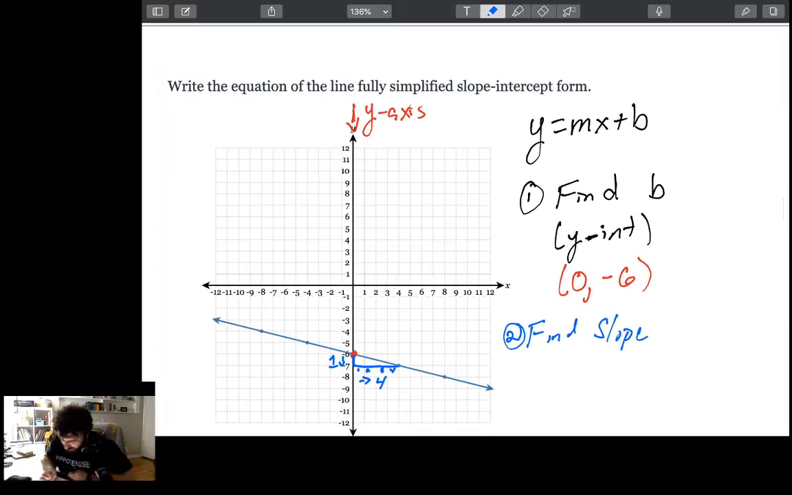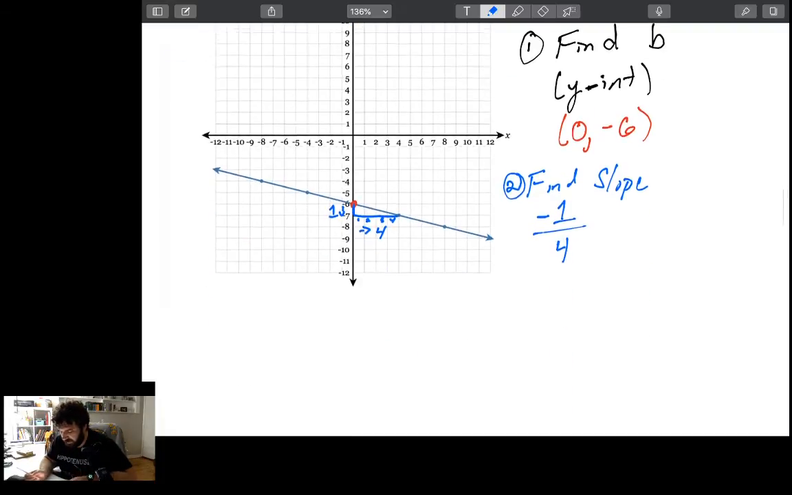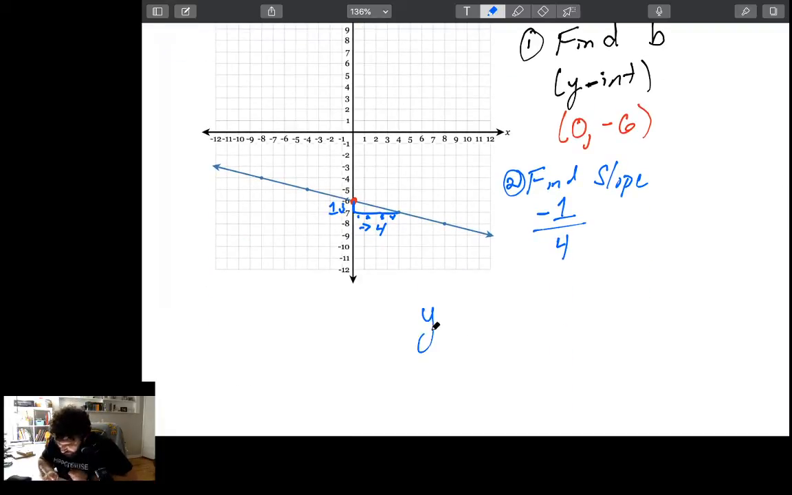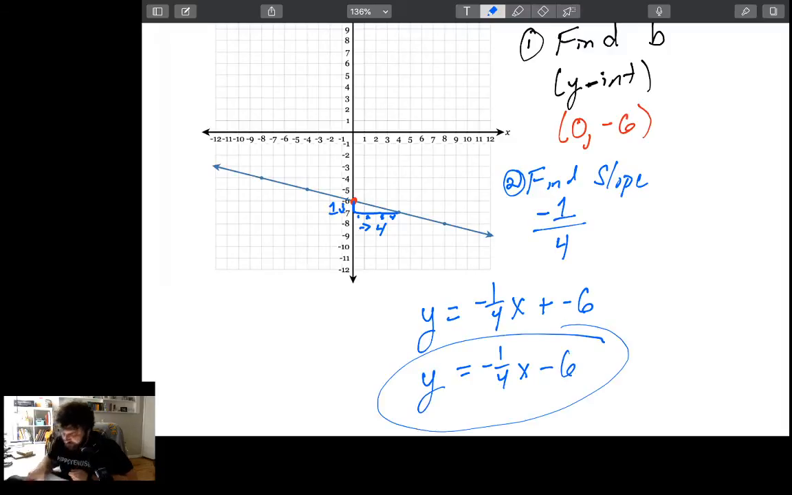So that means our slope is rise over run. Whenever we go down, it's negative. Run is 4, so our slope is -1/4, giving me a final equation of y equals -1/4, that's our slope, x, plus -6. We can also just write that as y equals -1/4 x minus 6, and that's a perfectly fine equation there.